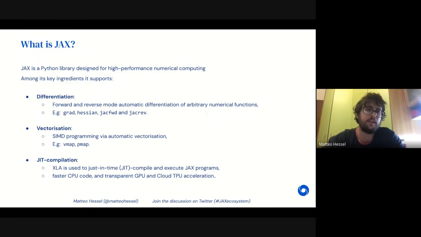And finally, the third big area inside JAX is JIT compilation, so just-in-time compilation. JAX is built on top of XLA and uses XLA to just-in-time compile your code and make your CPU code faster if you're running on CPU, but also give you transparent GPU or cloud TPU acceleration.